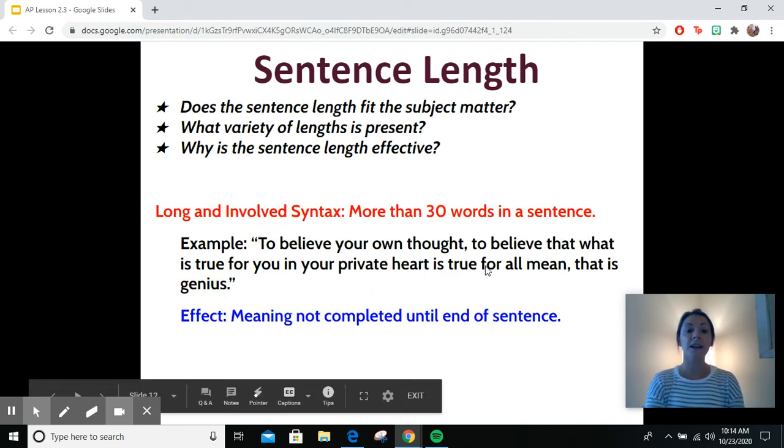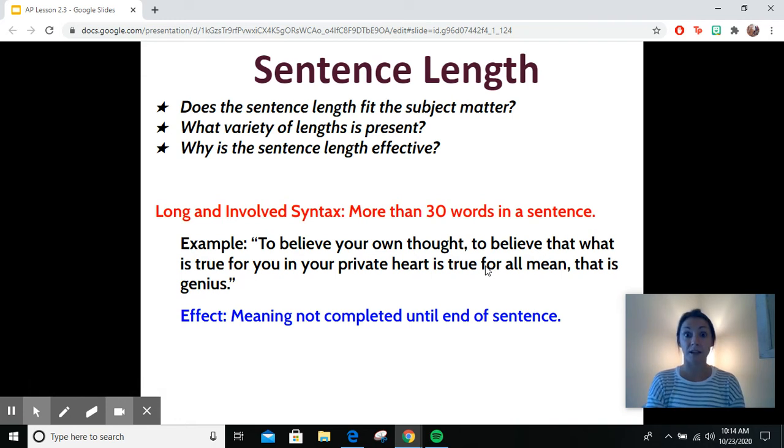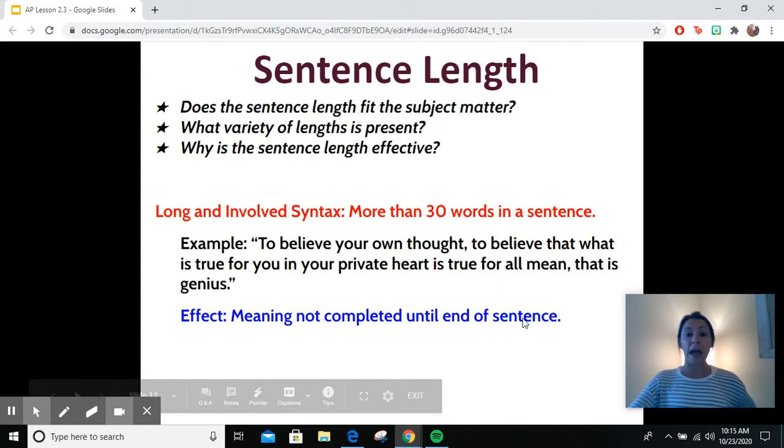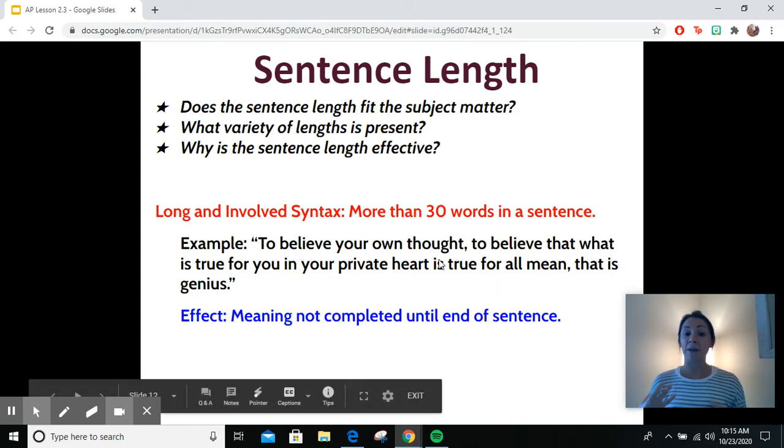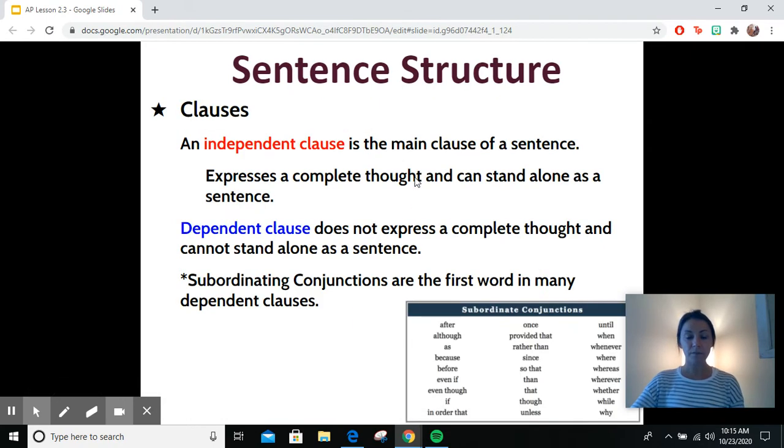Last one for sentence length, long and involved syntax. This could be like more than 30 words in a sentence. The effect of this, meaning is not completed until the end of the sentence. So you might have this, for example, in Just Mercy, when Brian is describing certain events that are happening, he typically uses long and involved syntax.